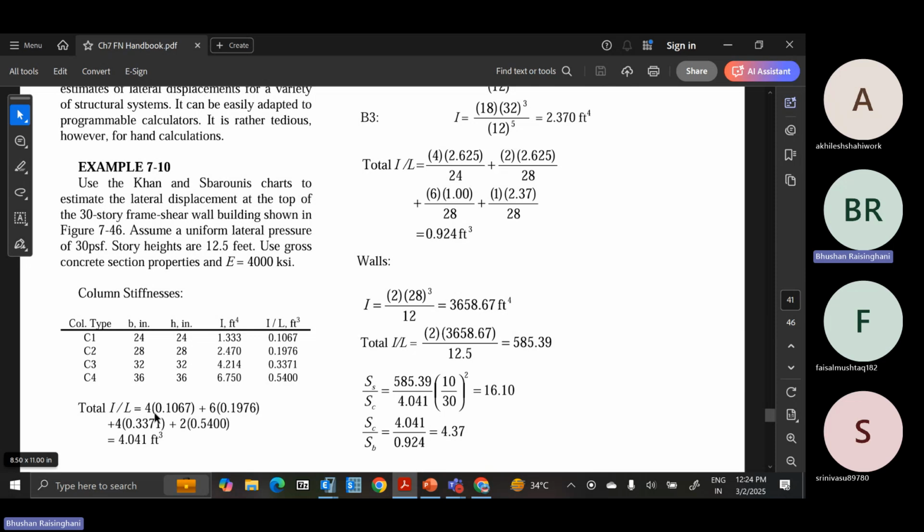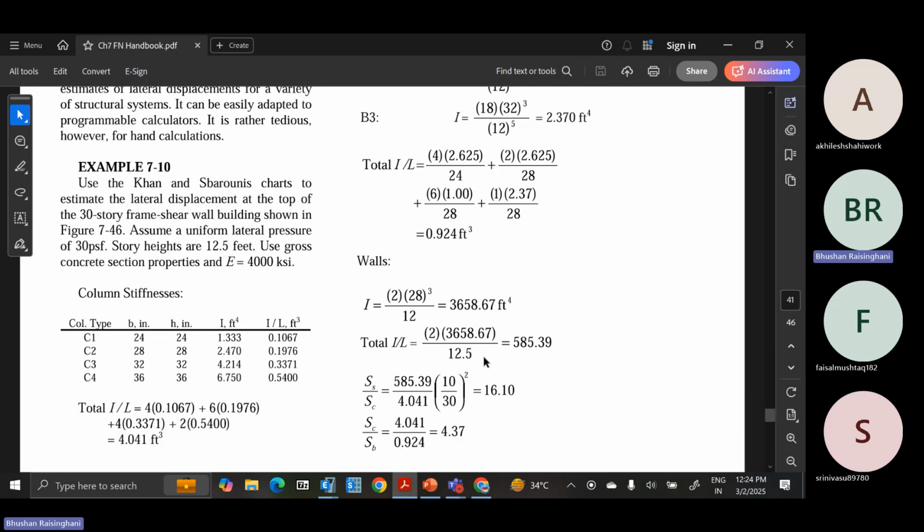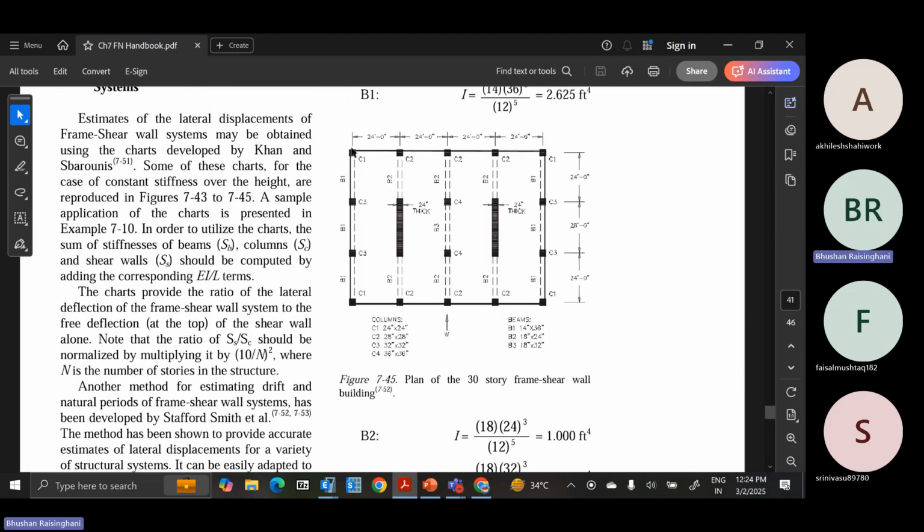So total I by L is equal to 4 into 0.1067 plus 6 into 0.1976 plus 4 into, so at each story how many columns are there that they have added, and you will get the total I by L. So there are 1, 2, 3, 4 here, 1, 2, 3 here, 1, 2, 3 here, 1, 2, 3, 4 here. Okay, so that way you can estimate how many are there and how much I by L you have per story.